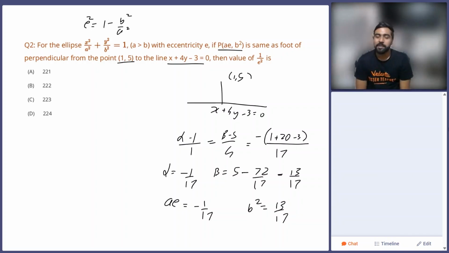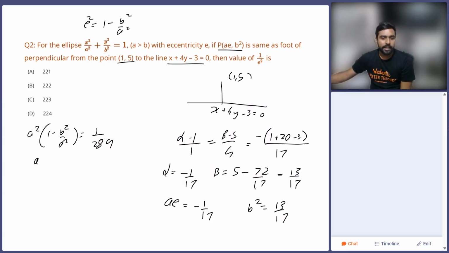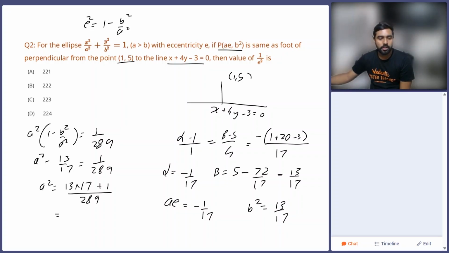This is the condition that I have basically over here. Now from this A = -1/17, I can say A squared into E squared is equal to 1/289. A squared I can cancel out, and I can say A squared minus B squared, which is 13/17, is equal to 1/289, which means A squared is equal to 13/17 plus 1/289, that is (13 into 17 + 1) divided by 289, that's 222 divided by 289. This is your A squared over here.